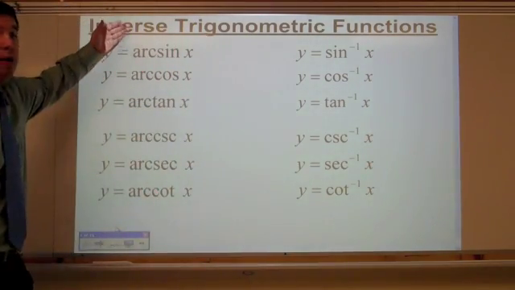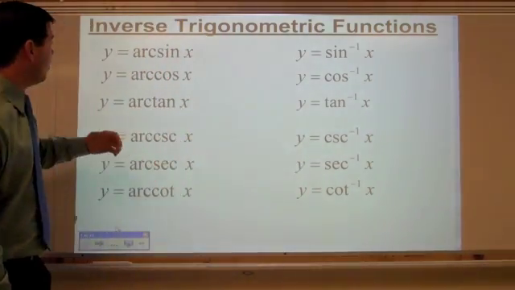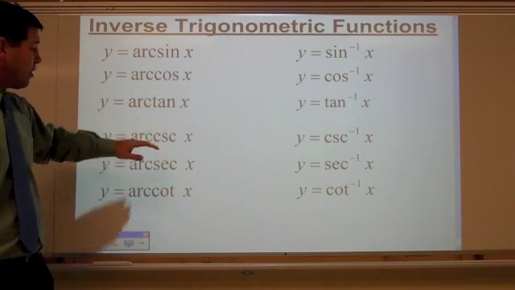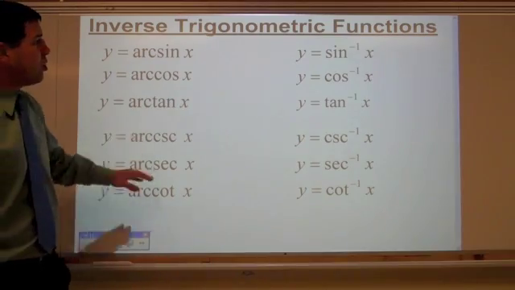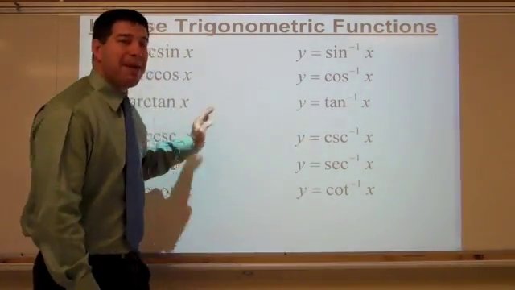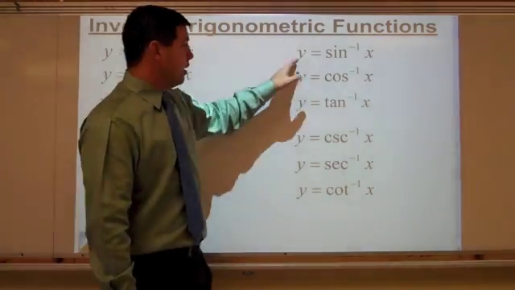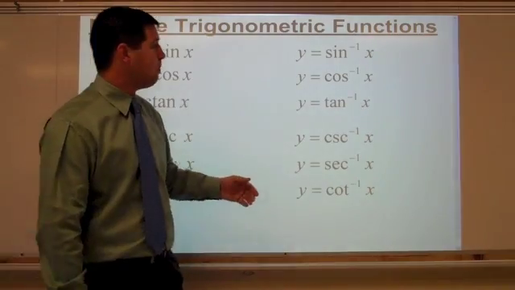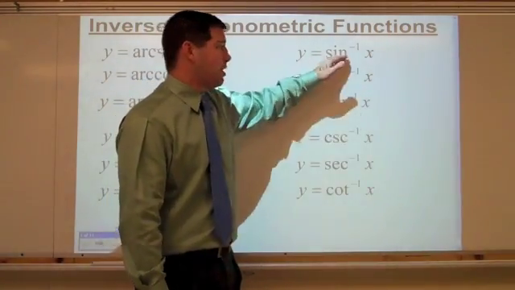So remember, all 6 regular trig functions have an inverse function. Y equals arc sine of x, arc cosine of x, arc tan of x, arc cosecant, arc secant, and arc cotangent. All have arc functions or inverse functions. Same exact thing, just different notations. Sine to the negative 1 of x are called inverse trig functions or arc trig functions. This isn't 1 over sine of x. This is the arc sine of x.